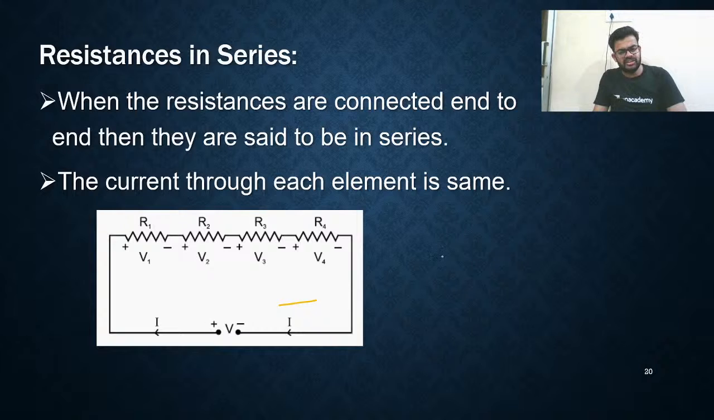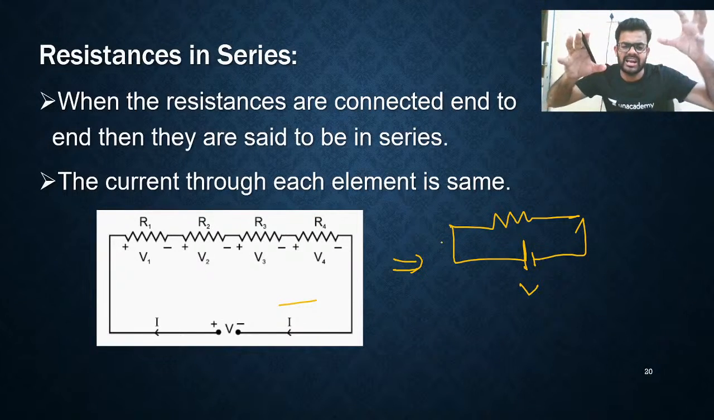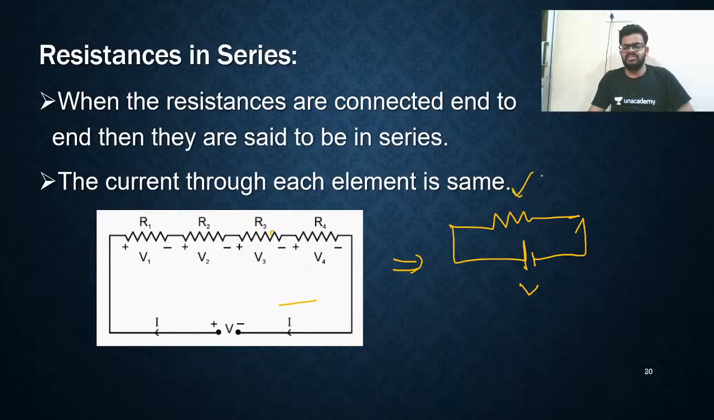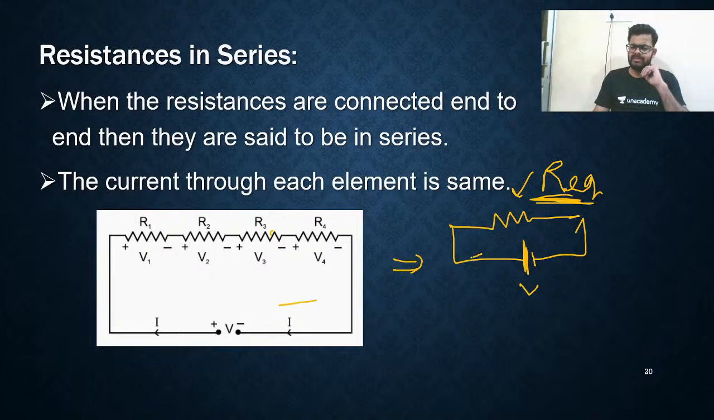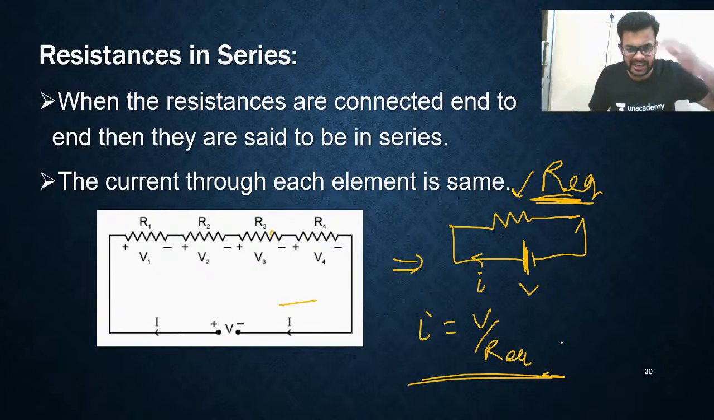Let's say this is the circuit shown in front of you, and I want to draw a circuit like this, where I represent all four resistances as a single resistance. I will call this resistance R equivalent. Why do that? What is the need? Let's say current is I. So I is equal to V upon R equivalent, and you will get current directly.